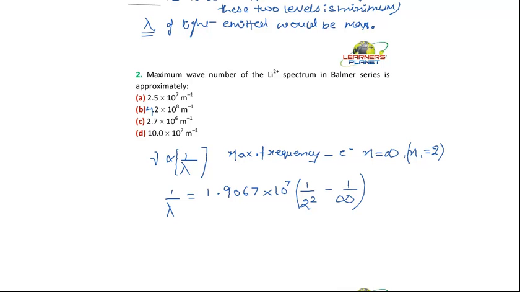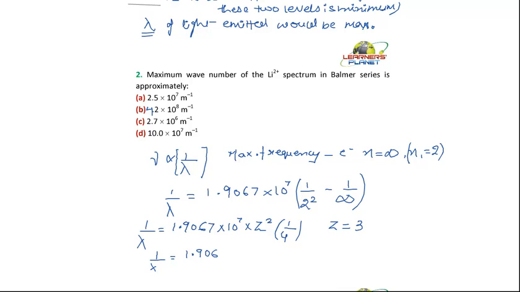Got my point? Now students, there is Z also. Into the Z square is also there because it's not hydrogen. Okay, so this value is for hydrogen. Now what can I write here is 1.0967 multiplied by 10 to the power 7 multiplied by Z square multiplied by 1 by 4. Now what is Z for lithium, students? Z for lithium is 3.